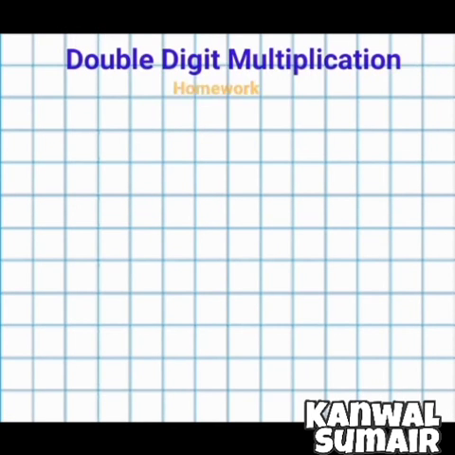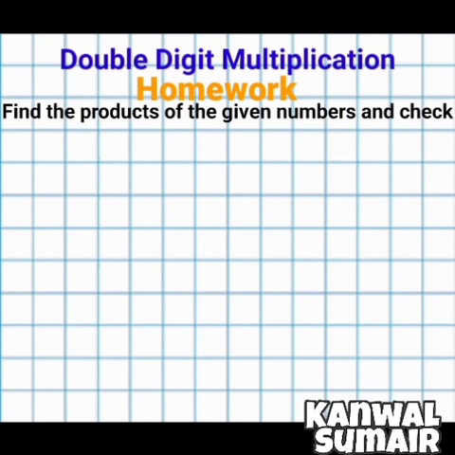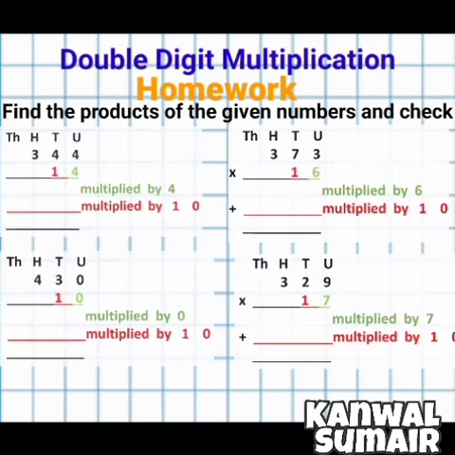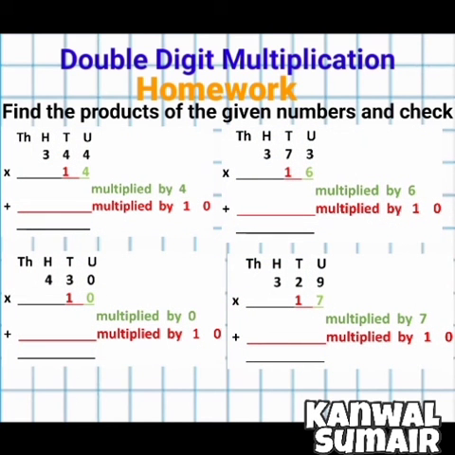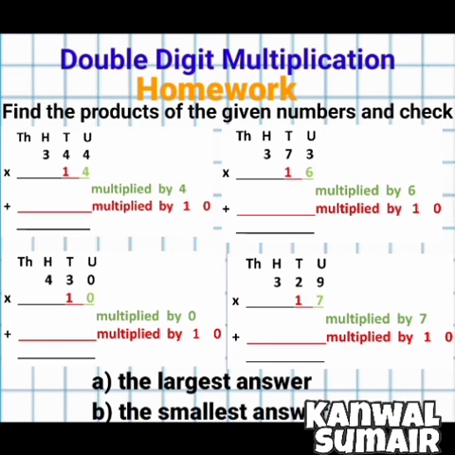The similar homework is given for further practice. You have to solve 4 of these sums and then find out which one of them will give the largest answer and which one of them will give the smallest answer. You can do your homework in any form. You can do it in your exercise book and share a snapshot, or you can scan the worksheet, do it and then share it.